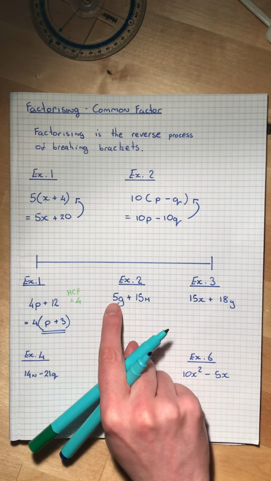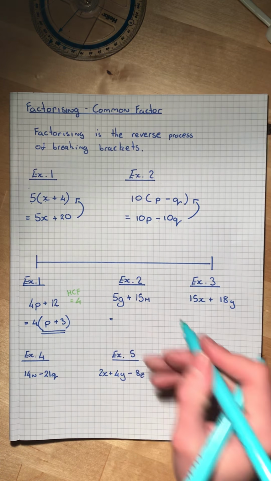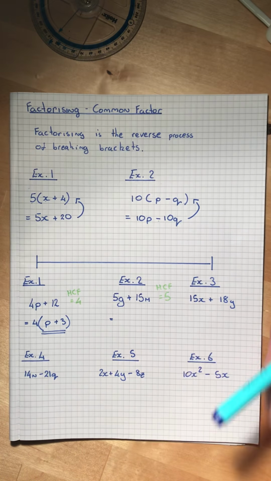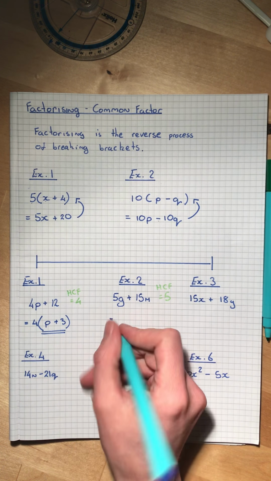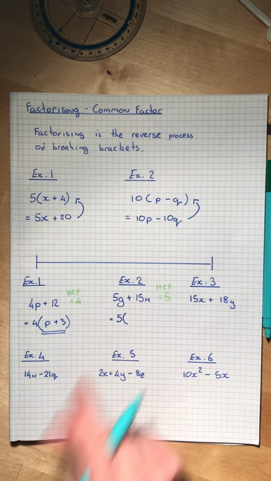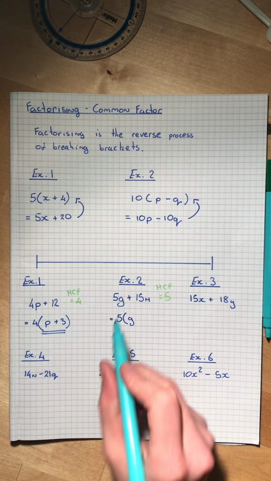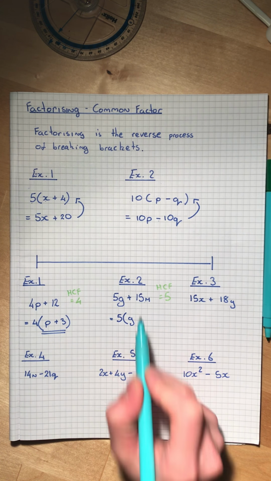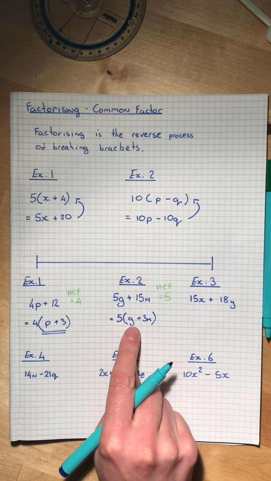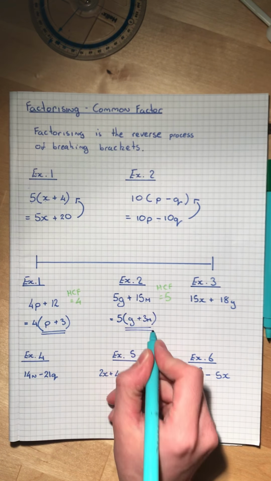So what's the highest common factor, or the highest number or term that goes into 5g and 15m? It's 5. So 5 goes outside the brackets. 5 times what gives 5g? 5 times g gives 5g. 5 times what gives 15m? It is 3m. 5 times g gives 5g, and 5 times 3m gives 15m. So we've factorised that.